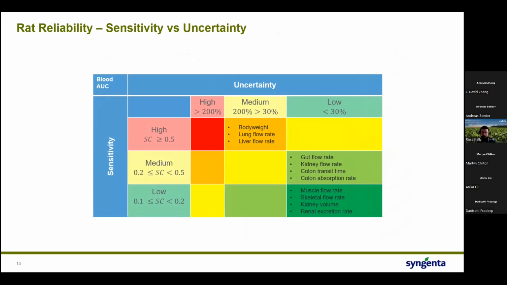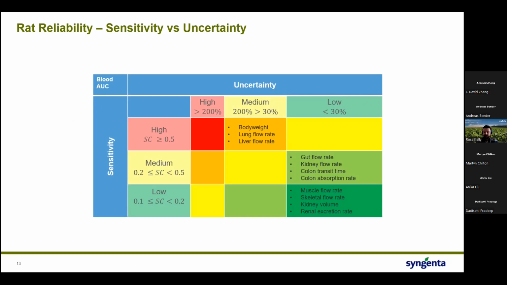So we then looked at the uncertainty and sensitivity of the parameters. Now, I'm not going to go into a huge amount of detail with respect to the methodology, but for brevity, we calculated a sensitivity coefficient, which is this SC on the left-hand side. And this essentially represents a fractional change either in AUC, which is what we've used here, or Cmax, as a function of a fractional change in a parameter. And so we can rank these as low, medium, high in terms of sensitivity.